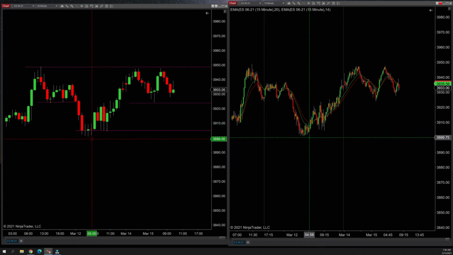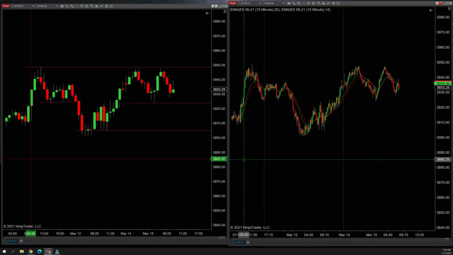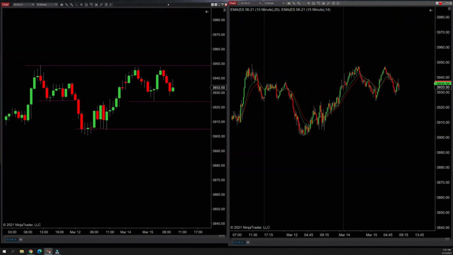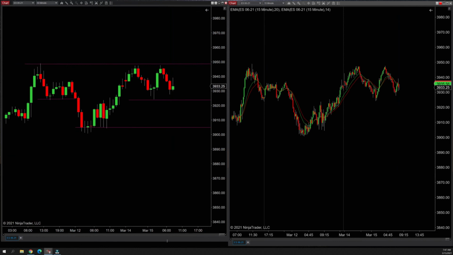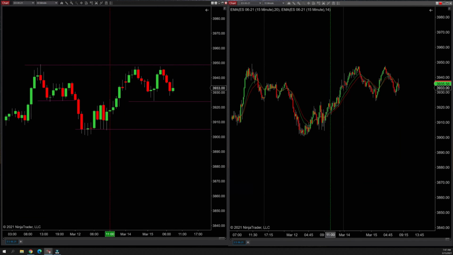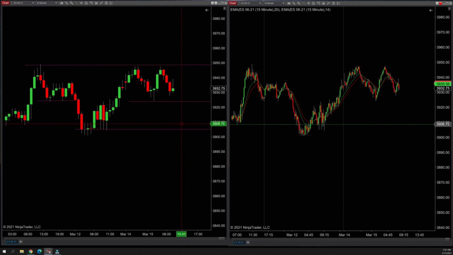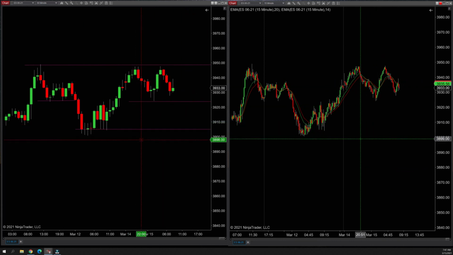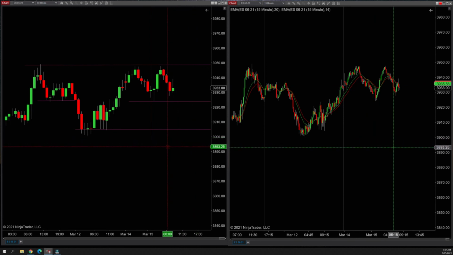So on other screens, I have these same charts for the NASDAQ and the Russell. It's RTY and NQ. And I'm also looking at other futures products that I trade. But my primary focus right now is the S&P 500 futures.